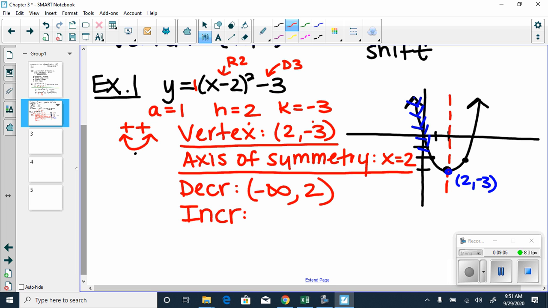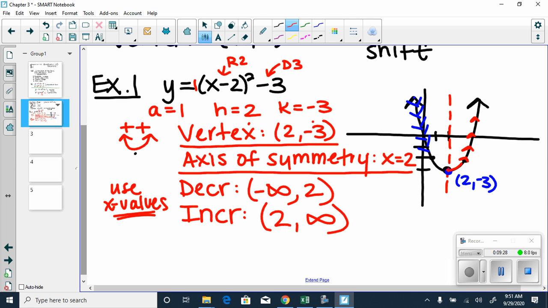Likewise, for the increasing, I'll put a note here, use x values. For the increasing, increasing will start here at 2, and again, it would go up. So that would be increasing. So increasing would be from 2 to infinity. Okay, and it's literally the other piece. Okay, so one piece decreases, one piece increases.